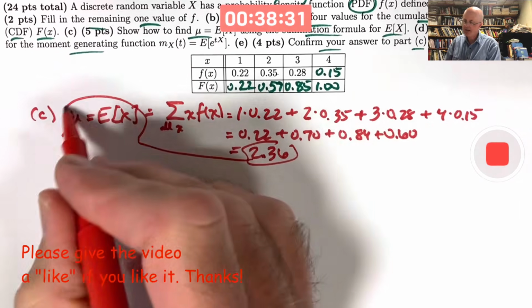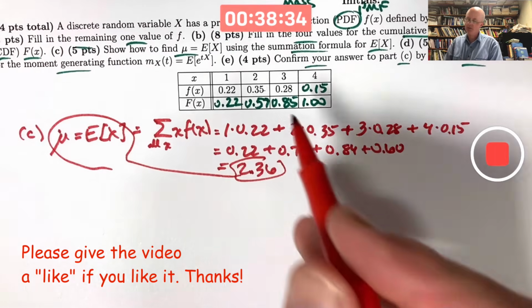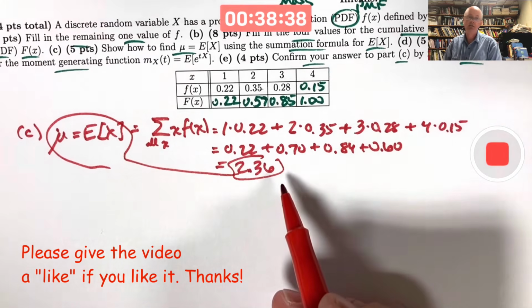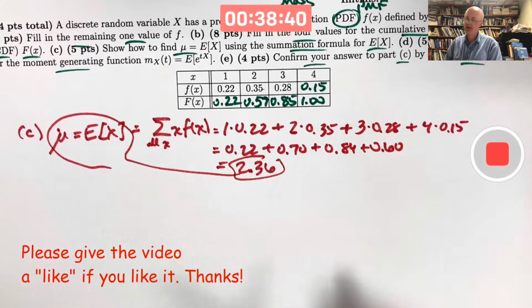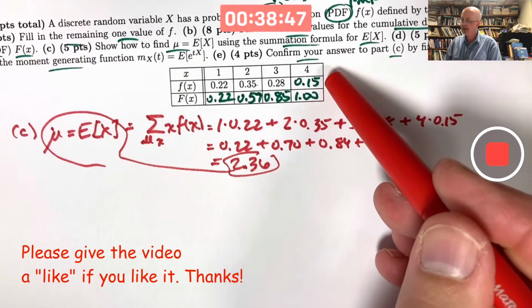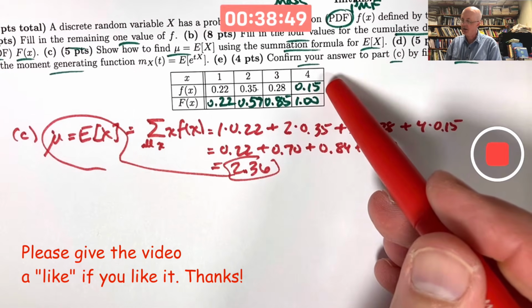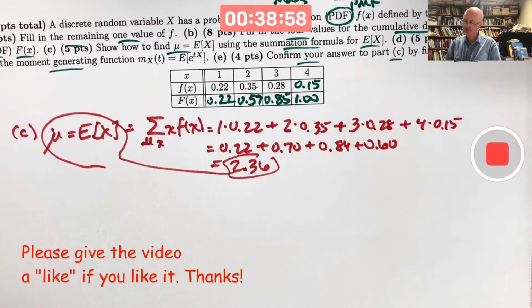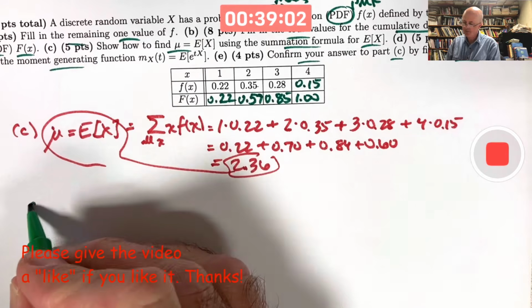As we saw before, the mean doesn't have to be one of the possible values of x. X can only be 1, 2, 3, or 4. It's not a possible value. It's the long-run average value of x. If you did this experiment many, many times, observing the value of the random variable capital X based on this PDF, its distribution, in the long run, the average of the numbers you get for little x, sometimes 1, sometimes 2, sometimes 3, sometimes 4, would average out close to 2.36. That's part C. On to part D.